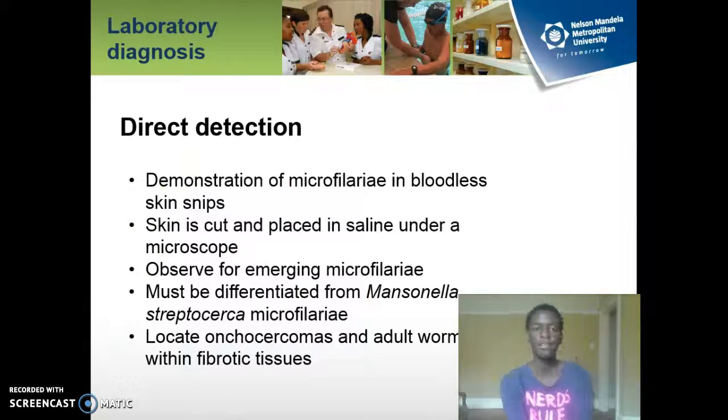Diagnosis is pretty simple. The first thing you can do is look for the microfilaria in the skin. What they do is cut the skin, place it in saline, and then view it under a microscope.